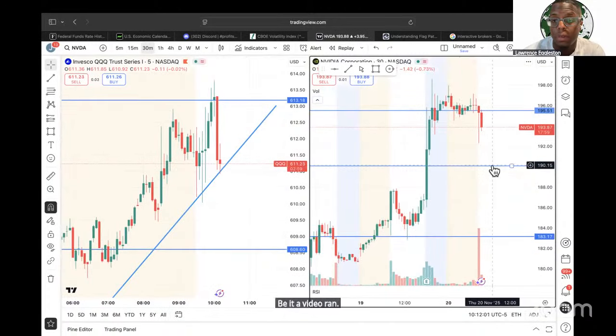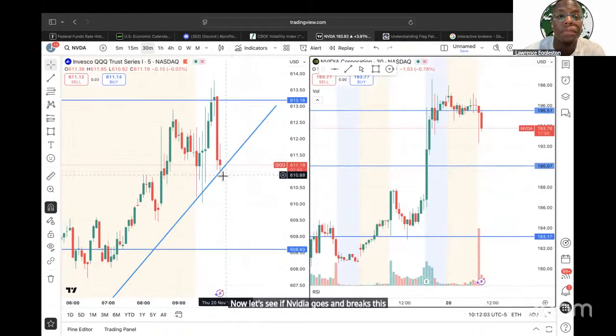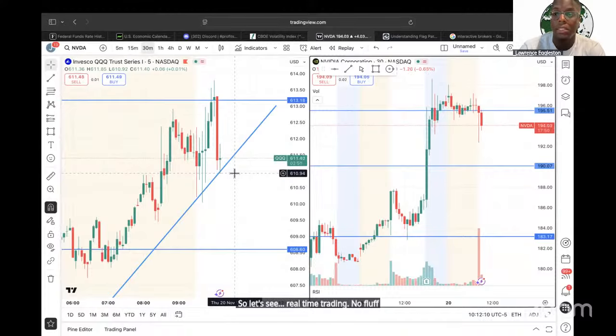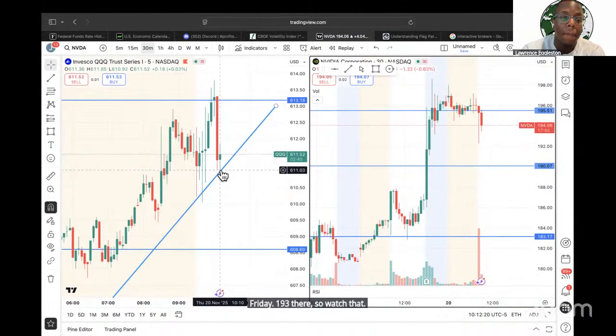Now let's see if Nvidia goes and breaks this 190. So let's see. Real time trading. No fluff. Lights and cameras is on. 193 there. So watch that. Watch that area.